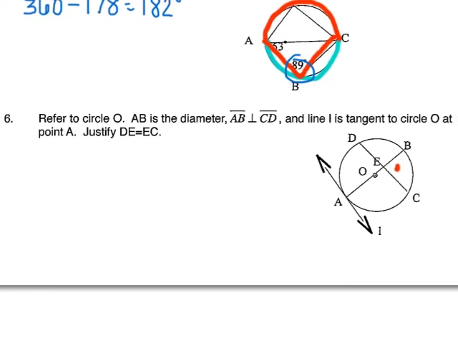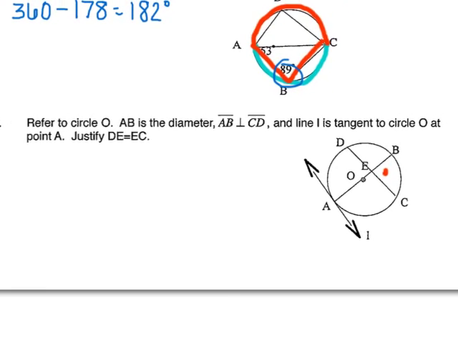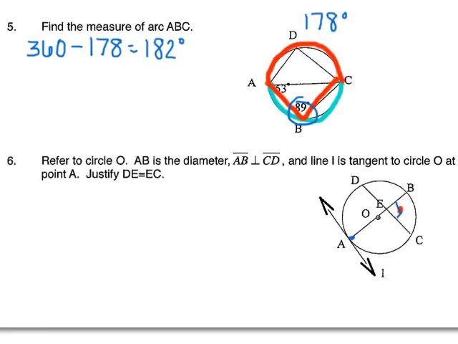Okay. It says AB is the diameter. AB is perpendicular to CD. So we know this here is a right angle. And line L is tangent to circle O at point A. So this is a point of tangency right here. Can we justify that DE is equal to EC? Well, they give you a little more information than you need to justify this question.